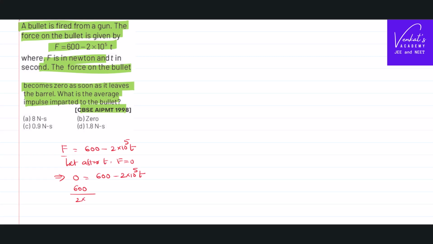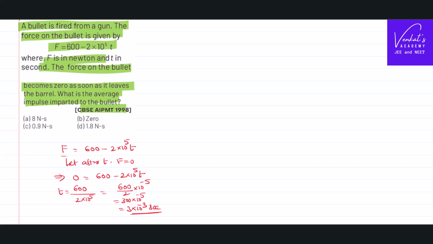Then 600 by 2 into 10 power 5 is the time after which the force on the bullet becomes zero, right? That is 600 by 2 into 10 power minus 5. Then that is 300 into 10 power minus 5. That is 3 into 10 power minus 3 seconds. So after a time of 3 into 10 power minus 3 seconds, its force is going to become 0. Let us take that point into consideration and proceed further to solve the problem.